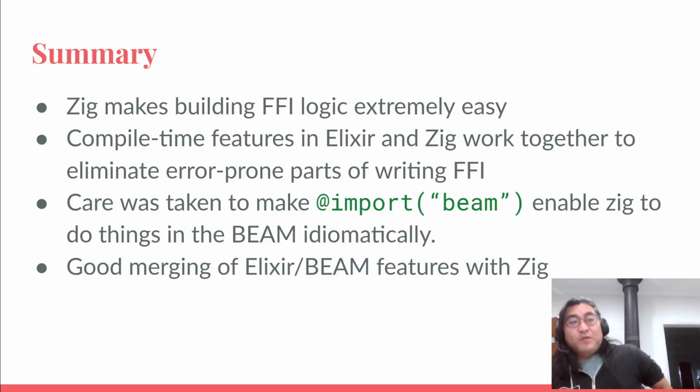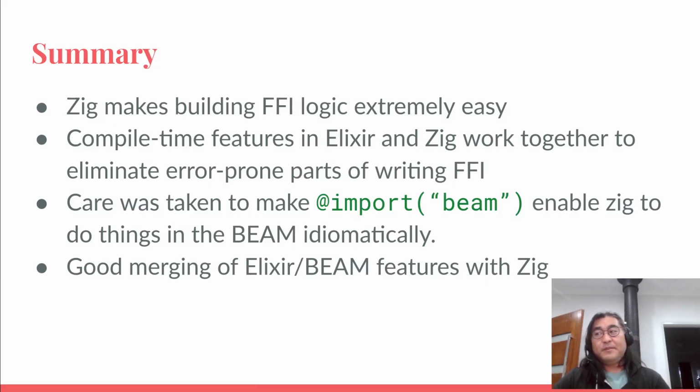Okay, so that's what I have to show. In summary, Zig makes building FFI logic extremely easy. There are lots of really nice compile time features both on the Elixir side and the Zig side. They really work together to eliminate error-prone parts of writing FFI. And I spent a lot of effort to make import beam enable Zig to do things in the beam idiomatically. And this is basically an advantage that no other programming language that you can do FFI with has whatsoever.